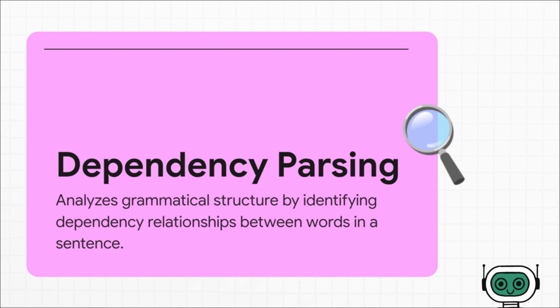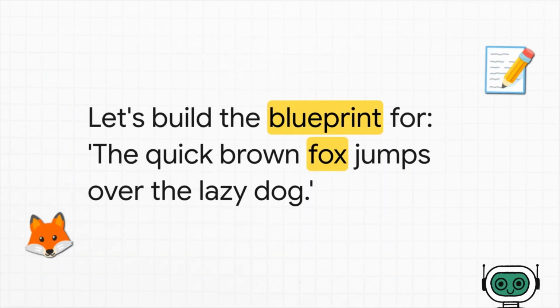The key thing to get is that we're looking at which words depend on other words. You know, which word modifies another, which word is the subject of a verb. It's all about these direct one-to-one connections. The best way to understand this is to just build one. Let's take that classic sentence. The quick brown fox jumps over the lazy dog.